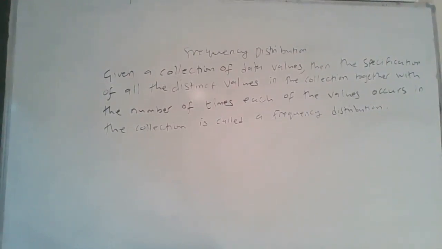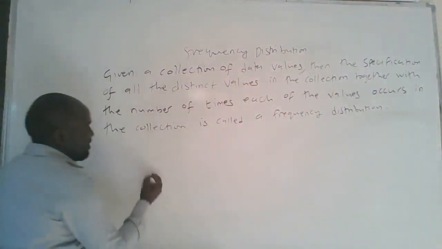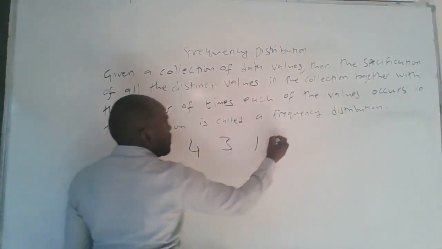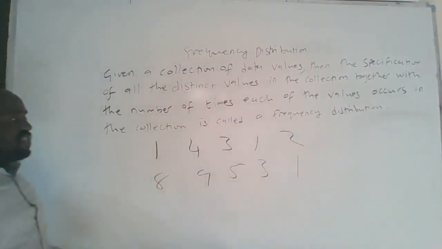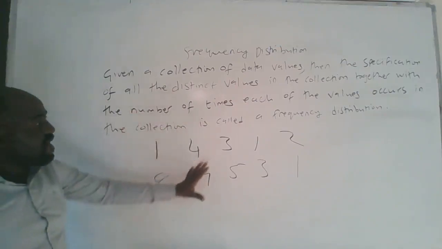Under frequency distribution, what we are saying is that given a collection of data values, the specification of all the distinct values in the collection, together with the number of times each of the values occurs in the collection, is called a frequency distribution. Now, we will have different distinct values, and some of these values will be repeated. For example, you can look at data, say 4, 3, 1, 2, 8, 9, 5, 3, 1. So from here, we see that we have distinct values, but some of these values are repeating.